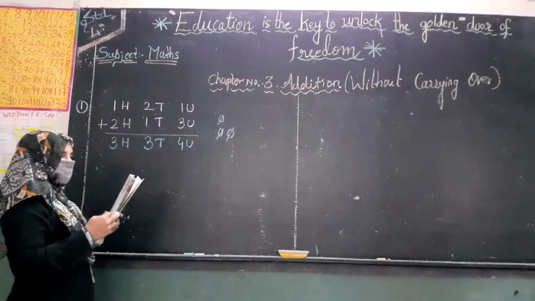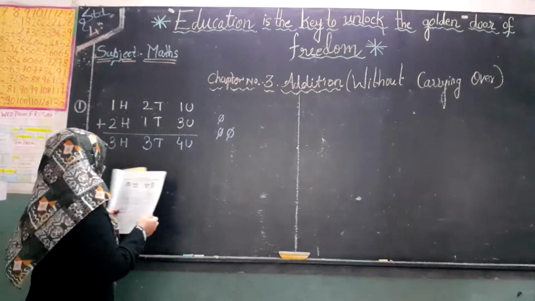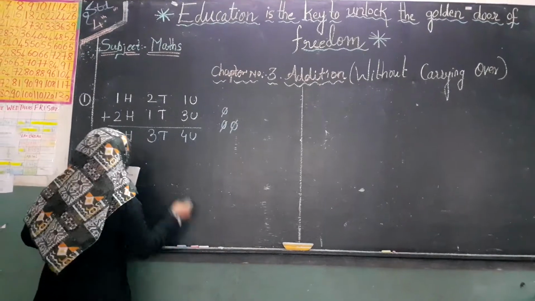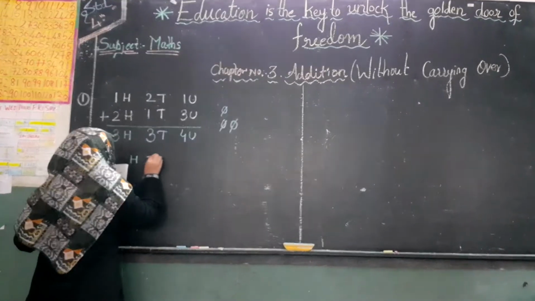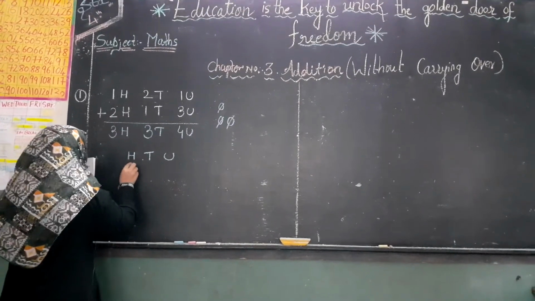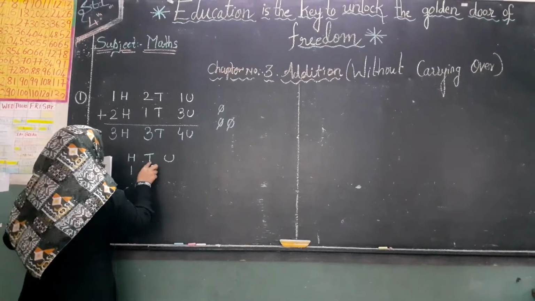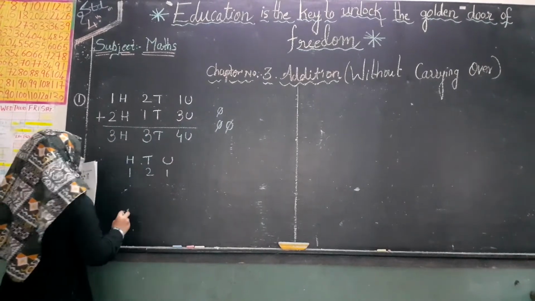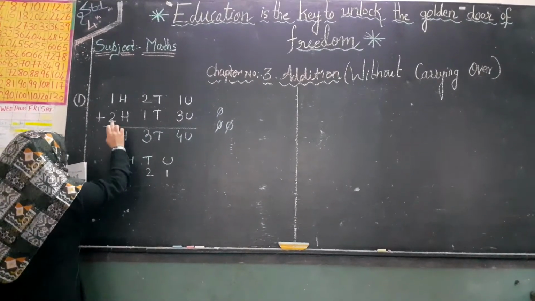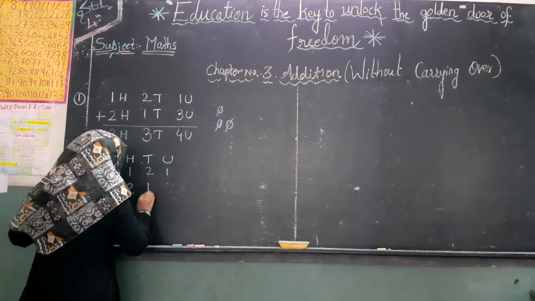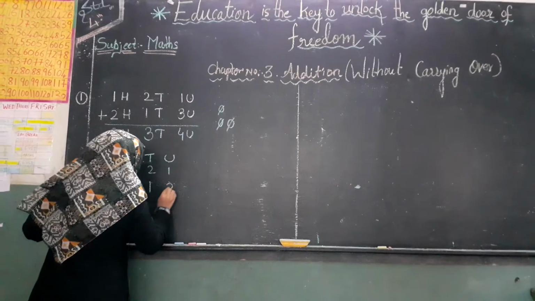Have you understood? So next we have to write like this. Hundreds, tens, units. In the first line, hundreds 1, tens 2, units 1. Next line, in hundreds 2, in tens 1 and units 3.